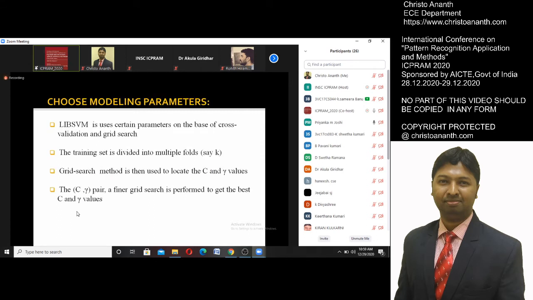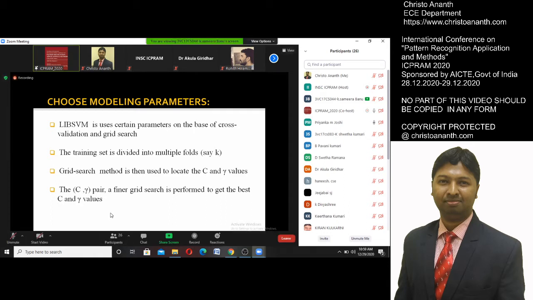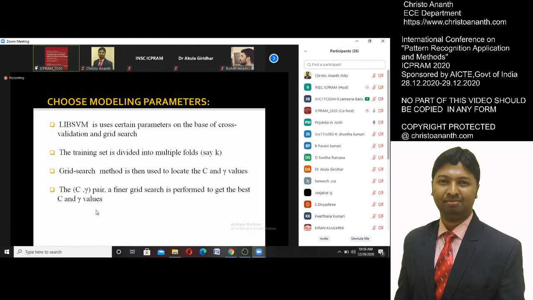Choose modeling parameters. For the RBF kernel, two modeling parameters, namely C and gamma, need to be chosen before using RBF as a kernel function. These two parameters have a direct effect on the accuracy of the SVM classifier. Thus, selecting the right values for these parameters is an important task.